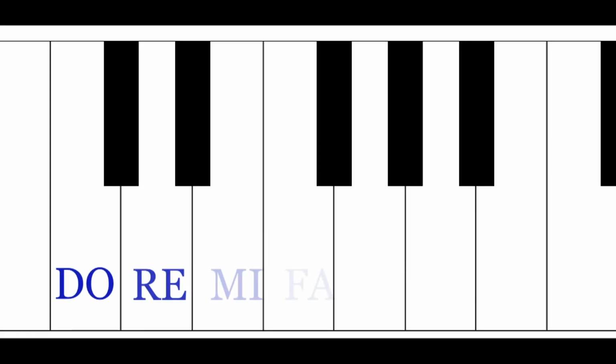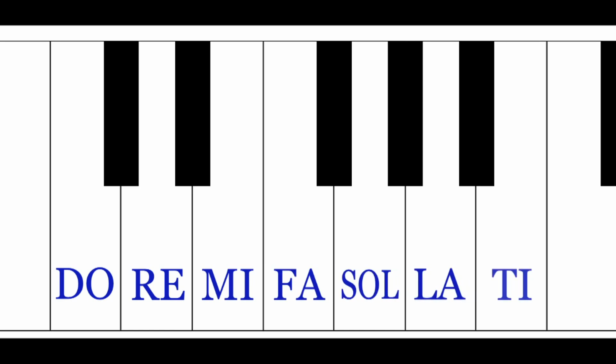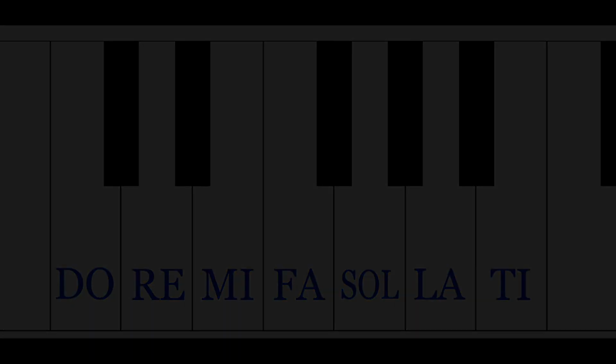So you start off with the do at C, then you go C, D, E, F, G, A, B. Do, re, mi, fa, sol, la, ti. And then the do would be the next octave up. So this is what the solfeggio scale is. There's really nothing mysterious about it.